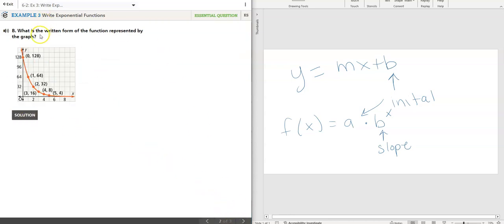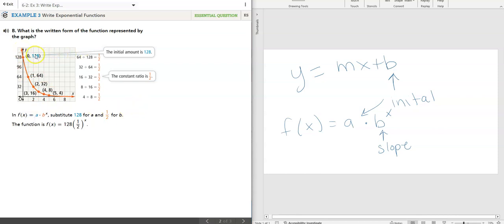So this is going to be a graph, and I have to write the exponential function of this graph. Same thing, I'm looking at the initial value where it's starting on y. That's my A. Then I'm looking at the change between each point. Okay, it's changing by half when I divide 64 by 128. That's half because we're decreasing. That's going to be my slope, basically, and then that's going to be my exponential function.